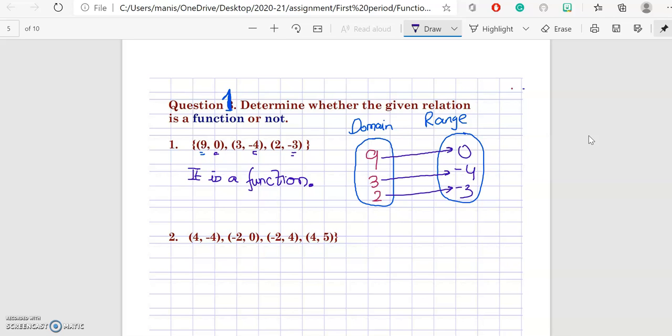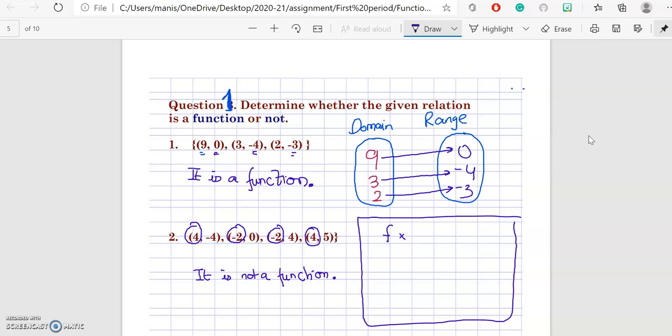Now let's look at second question over here. Look at the x values. Do you see any x values repeating over here? Yes, we have two x values over here. Those are repeating. Okay, so this is not a function.